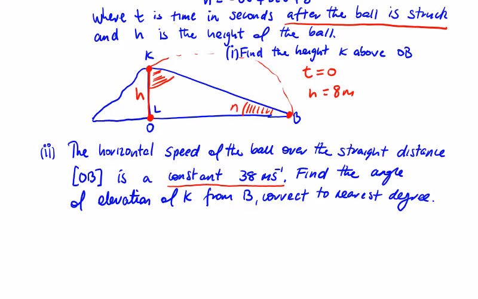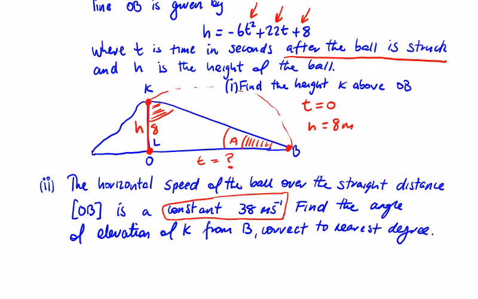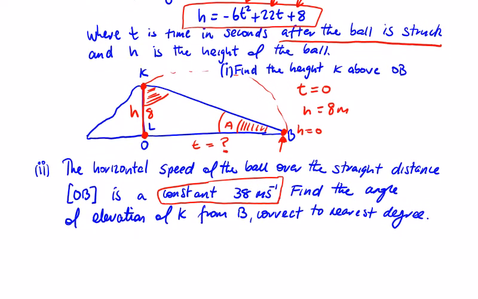So we'll call this the angle A. So what have we got so far? We have h is equal to 8. So we're definitely going to need another piece of information on the triangle, and it has to come from this constant speed of 38 meters per second. So what we could do is find the time taken to get from O to B. We'll be able to use this equation to solve for time, because the height at B will be equal to 0. So let's let height equal 0.